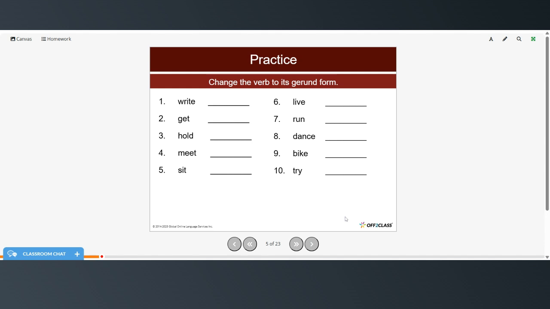All right, so now we're going to change each verb to its gerund form. You can pause the video, try these on your own, and then restart when you're ready to check your answers.